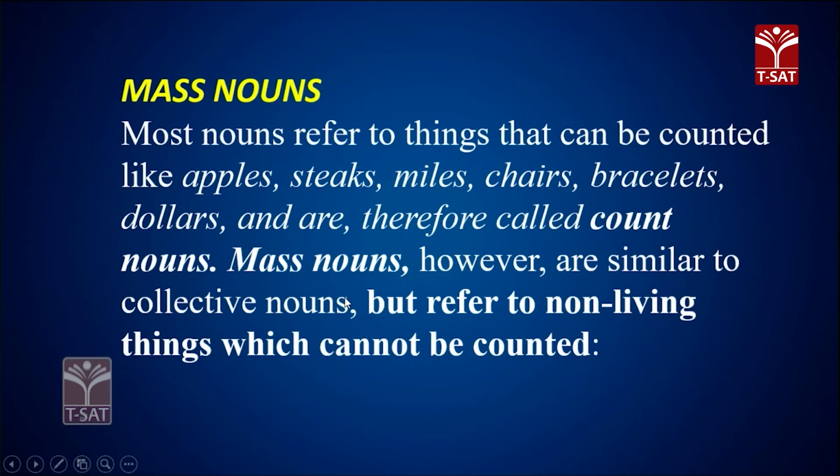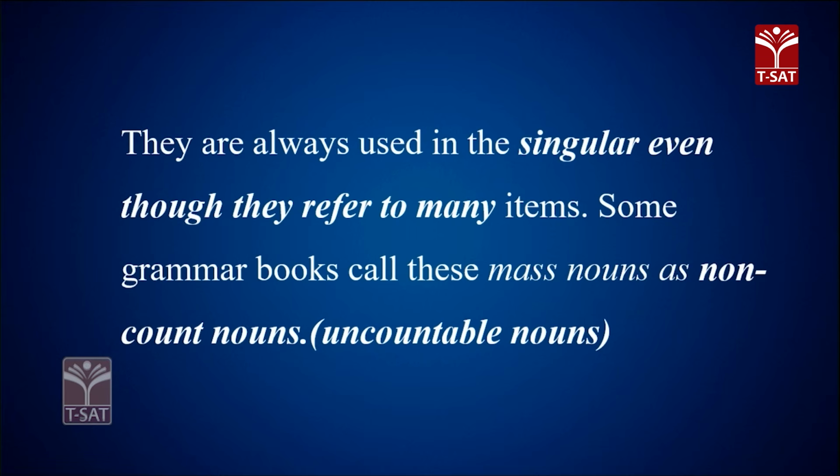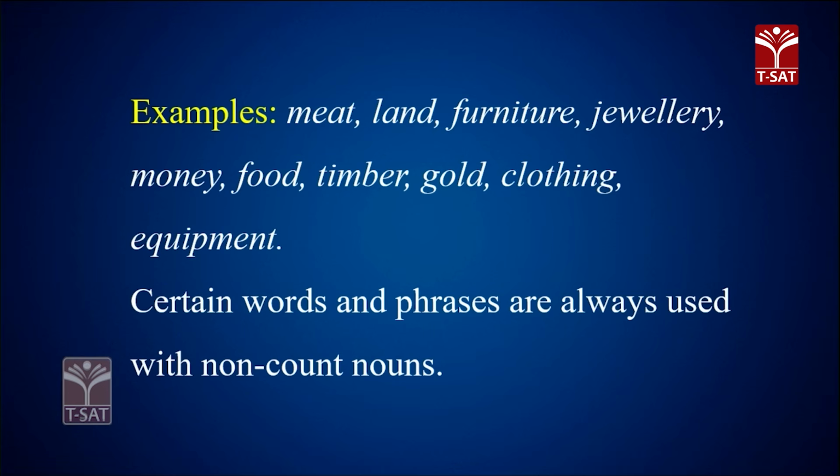These mass nouns are almost similar to the collective nouns, but they also refer to non-living things which cannot be counted, right? And these mass nouns are always used in the singular even though they refer to many items, right? Some grammar books call these mass nouns non-count nouns or uncountable nouns. You can see some examples here: meat, land, furniture, jewelry, money, food, timber, gold, clothing, equipment, etc.